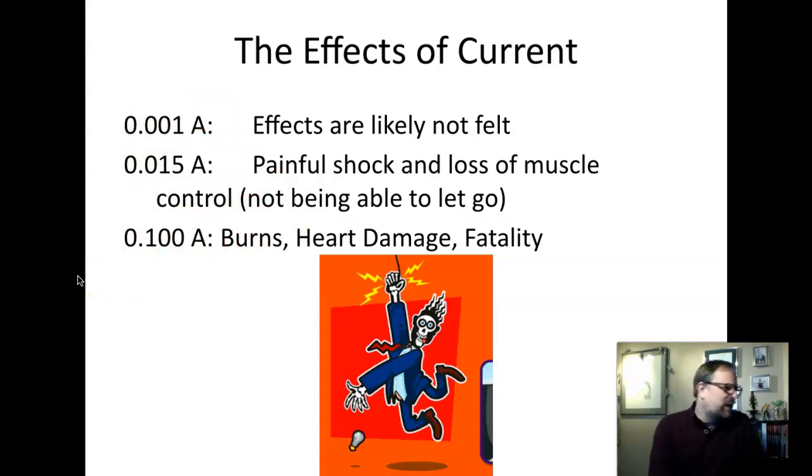Okay, so this is something to give you an idea, and it'd be worthwhile looking at some of your electrical devices and understanding what the voltage is that's running through them. Have a look at them and see if you can figure out if you want to be electrocuted by that or not. Okay.